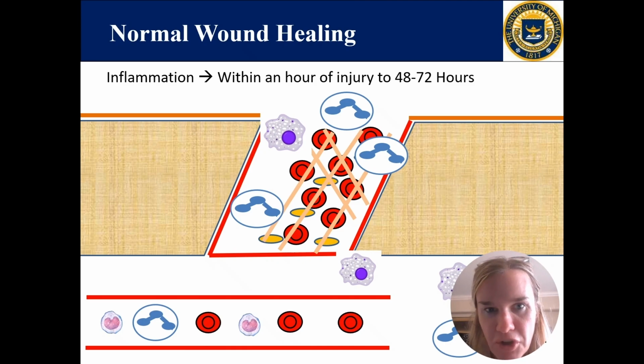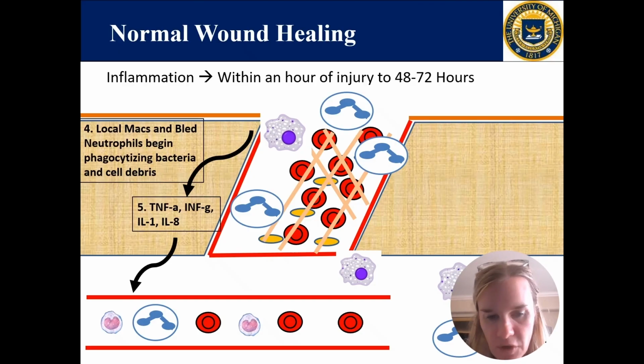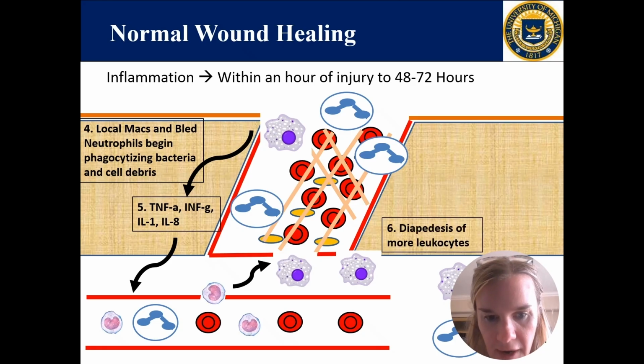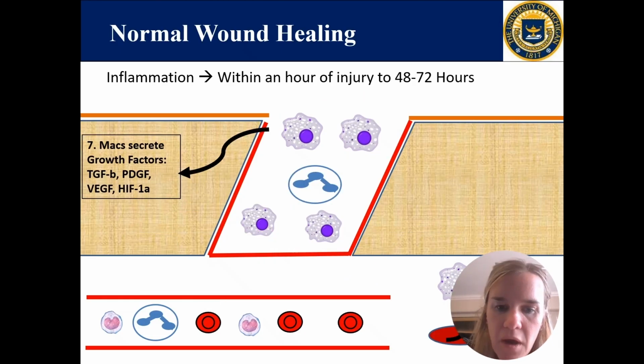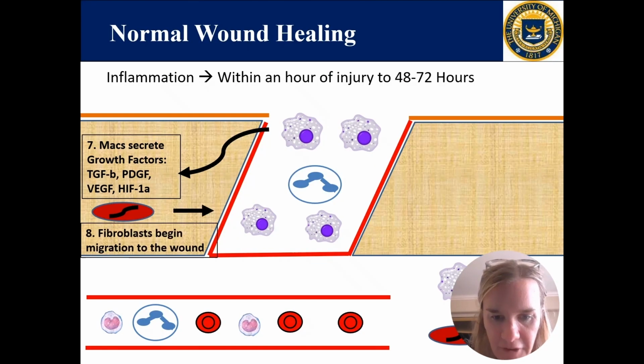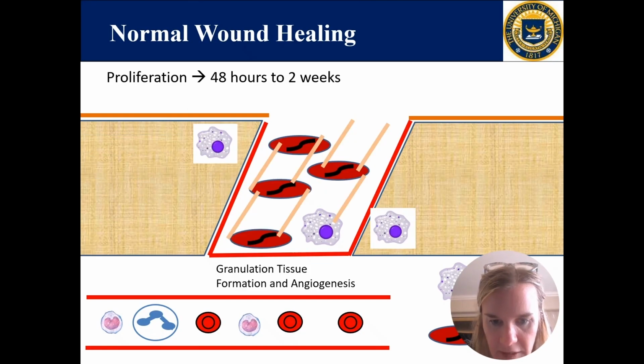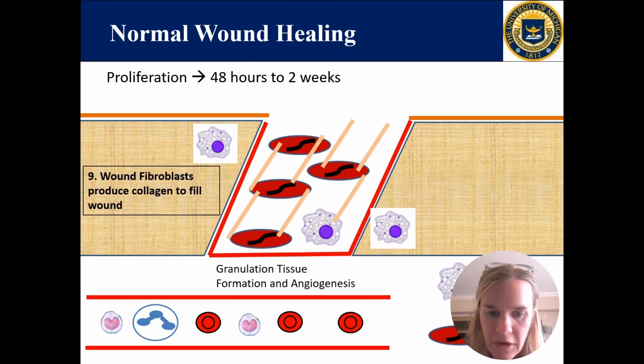The macrophages are initially existing in a pro-inflammatory state, where then they switch to a reparative state. They secrete multiple pro-inflammatory cytokines. They participate in phagocytosis. Additional leukocytes come. This is where you have MMPs, elastase, and other things. This is then followed by macrophage switch to a more reparative type phenotype, where you have TGF-beta, VEGF, HIF-1 alpha. Fibroblasts begin to come in. You have granulation tissue and angiogenesis in this proliferative phase, which is 48 hours to 2 weeks later.